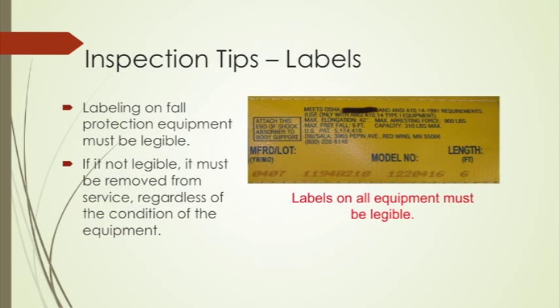Labeling on fall protection equipment must be legible, and your employees must understand how to read the labels. If it is not legible, it must be removed from service, regardless of the condition of the equipment.